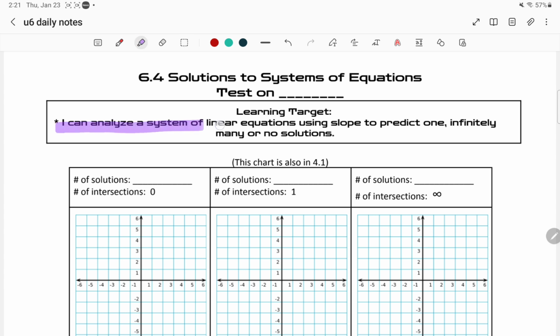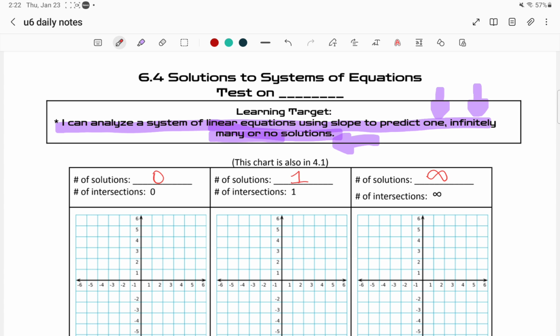So today we're going to analyze a system of linear equations using slope to predict if it will have one, infinitely many, or no solutions. So we can have one solution, zero solutions, or infinite solutions, same as with just one equation. Hopefully you recognize that these are my options when we have just one equation.